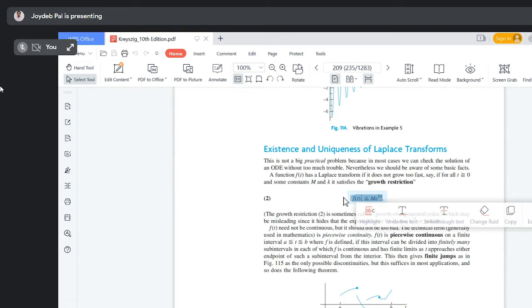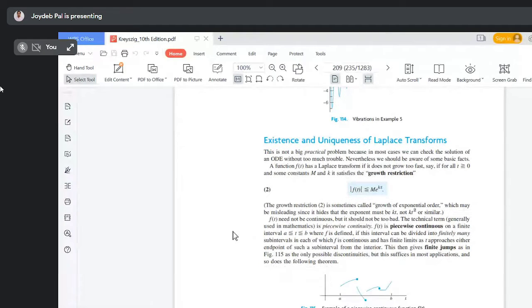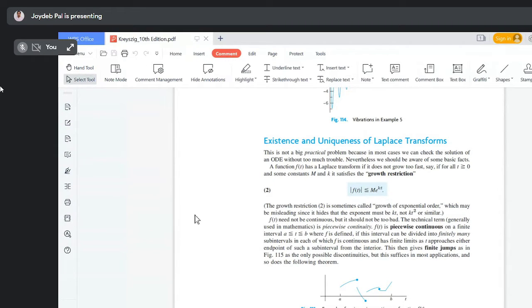So the first condition: the Laplace transform of f(t) exists if modulus of f(t) is less than or equal to M into e to the power kt. It is one condition, which is called the growth restriction. Another condition is that the function should be piecewise continuous. Now, do you know what is meant by piecewise continuous? Do you know or not?